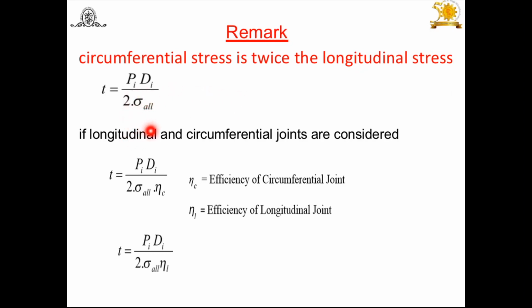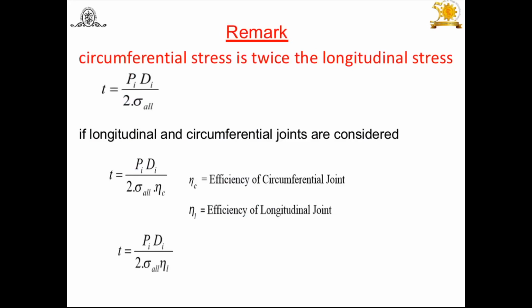But if longitudinal and circumferential joints are considered for the thin cylinder, then this expression is multiplied by the efficiency of that joint, efficiency of circumferential or longitudinal. Accordingly, we modify this expression to pi into di upon 2 into sigma allowable or permissible into this efficiency, which is in fractions. And generally, if you don't know, 0.85 is the value that we have to consider.